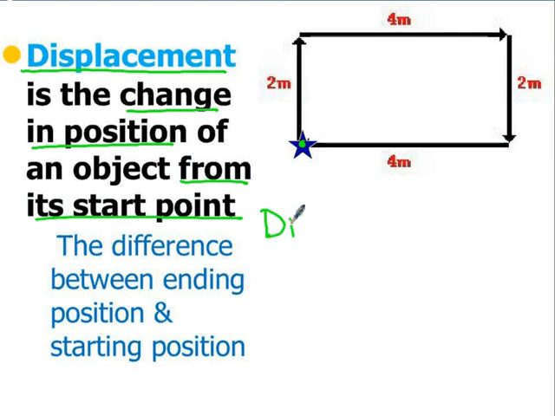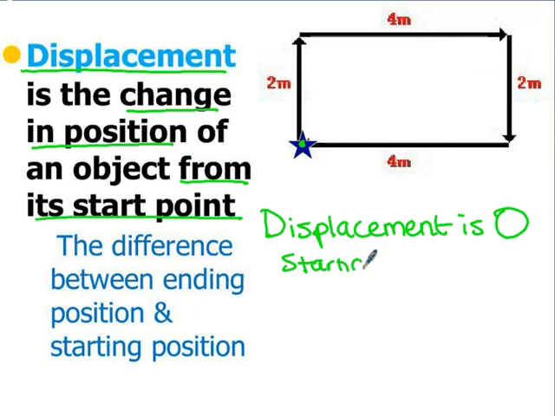So in this case, displacement is 0 if your starting and ending are the same. No matter how much distance you have traveled, your displacement is going to be 0. You could travel 1,000,000 miles, and if you end up where you started, your displacement is 0.